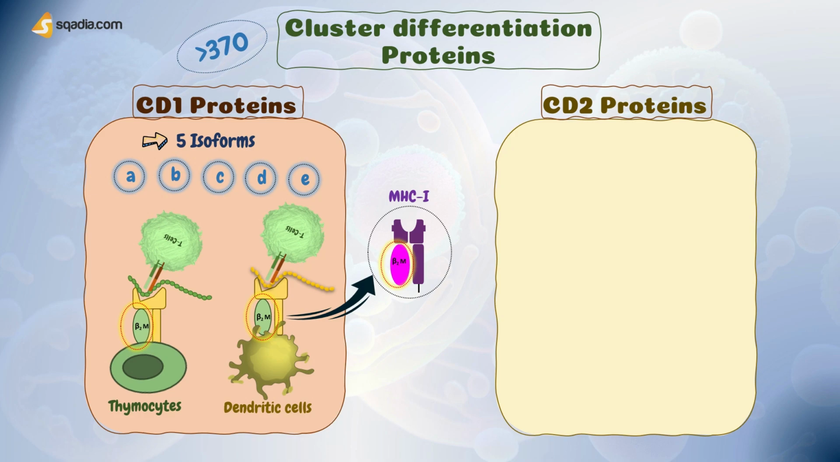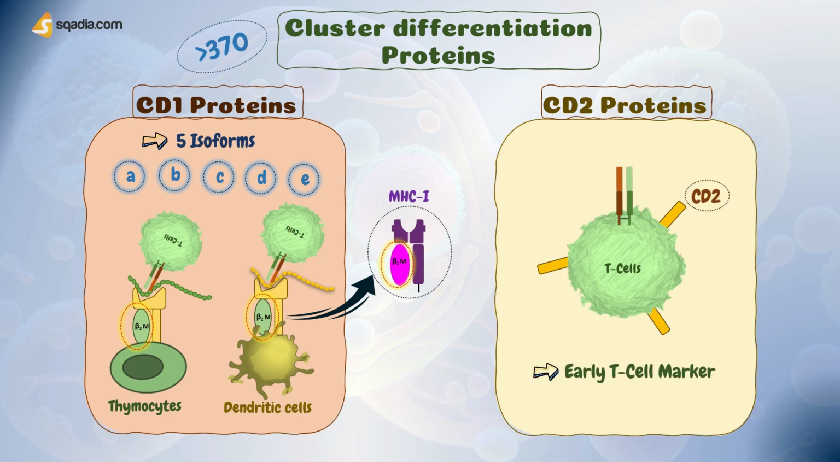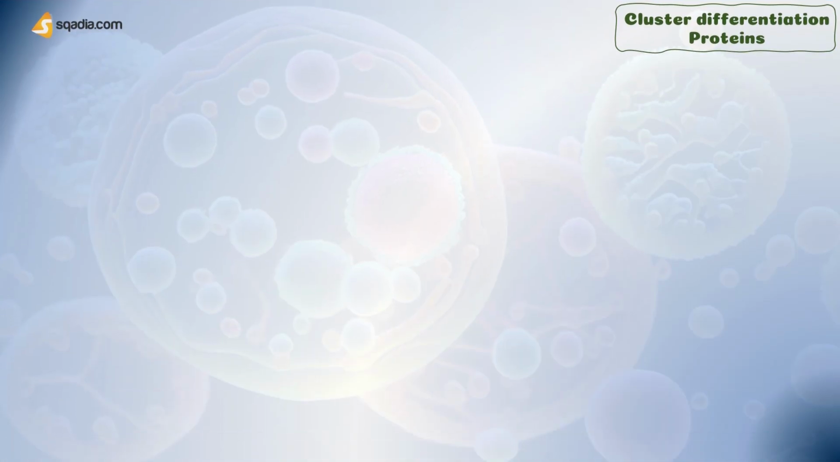After CD1, next is CD2. This CD2 is found on the surface of T cells and is known as the early T cell marker, as it originates on all T cells' surface in their early developmental phases. This CD2 serves as the receptor for CD58 that is found on other lymphatic cells. In this way, it helps in cellular communication of T cells with other immune cells.